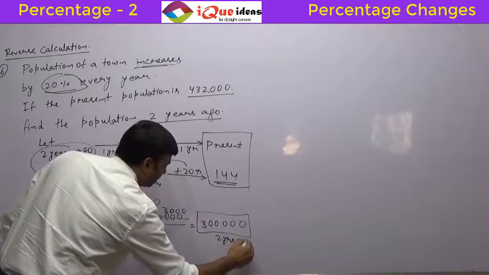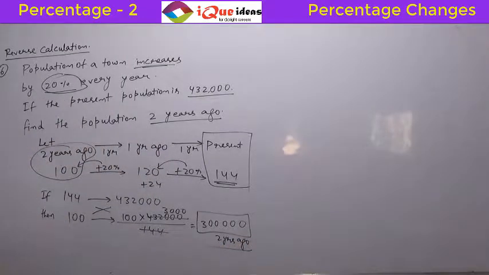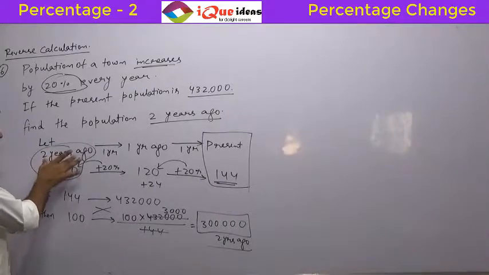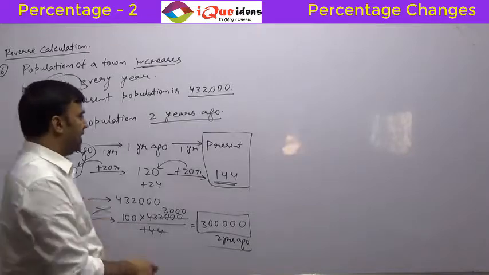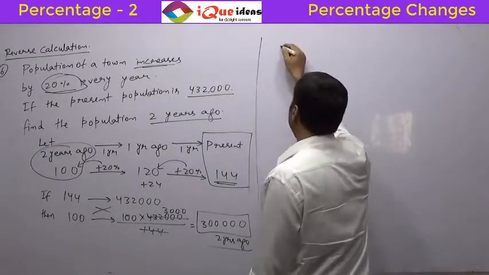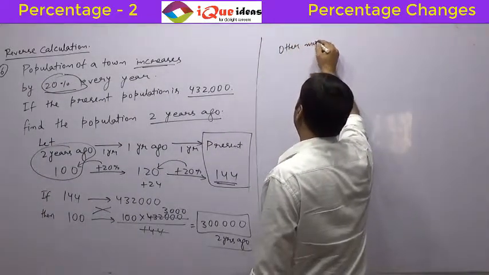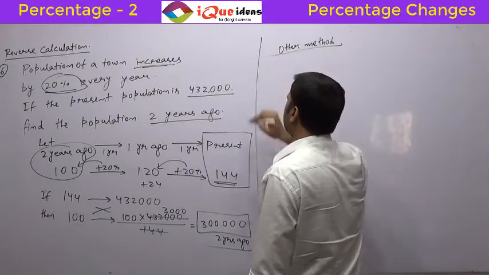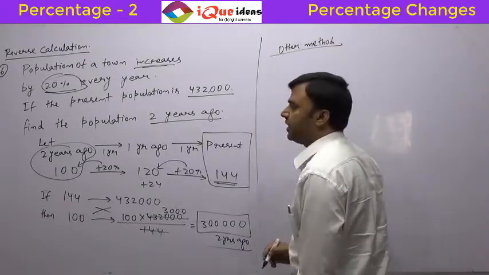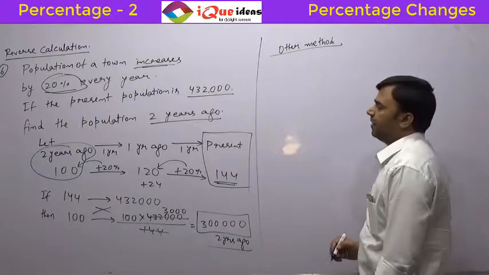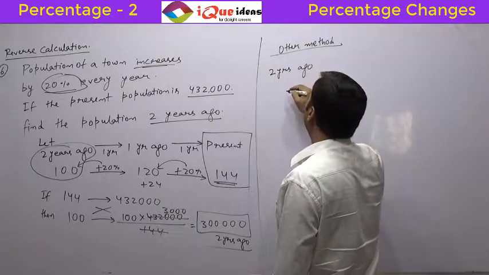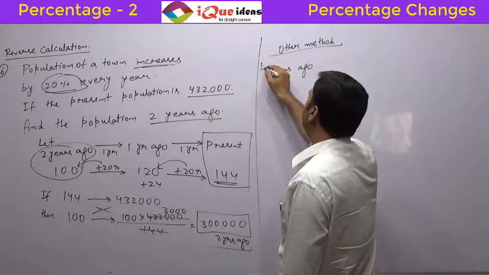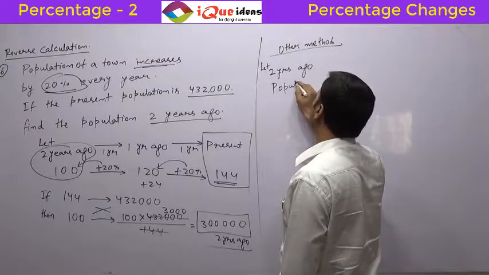Right? So this was a good question to show that you cannot do it directly. Okay. Now, here one method that we have applied: we have assumed the 2 years ago population as 100. There is another way to do it. Let's take another approach. I'll also introduce another concept, the decimal concept. Suppose 2 years ago, let the population be X.